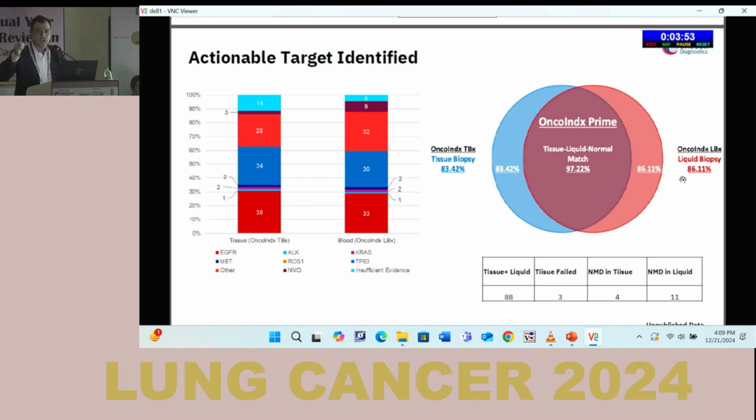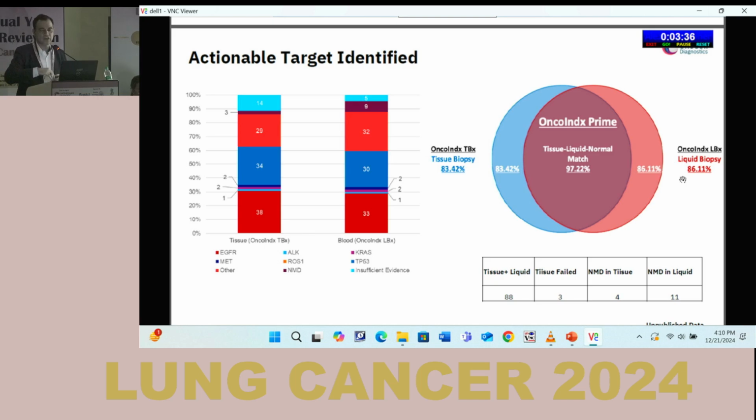On the right hand side, what you see is not a sensitivity, it's a detection. And what is detection? When you look at those markers, if you go in tissue, we have about 84% detection of those markers. When you go into the liquid, it's 86%. But when you combine that, that increases.